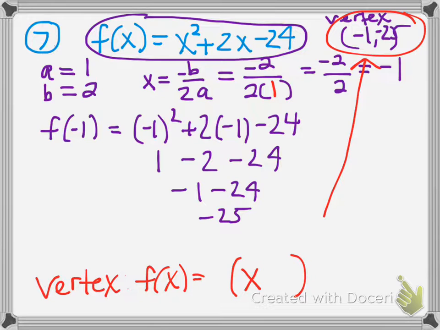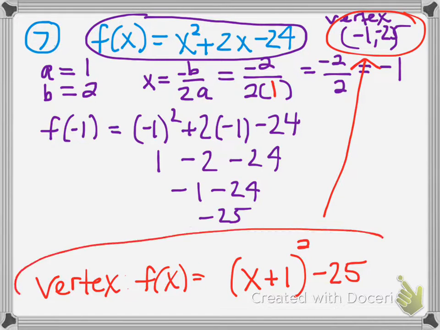So if the first coordinate's negative, you always flip the sign when you plug it in, or if you're trying to pull out the vertex. So x plus 1 squared, and then the back number stays the same, minus 25. So this would be our vertex form.